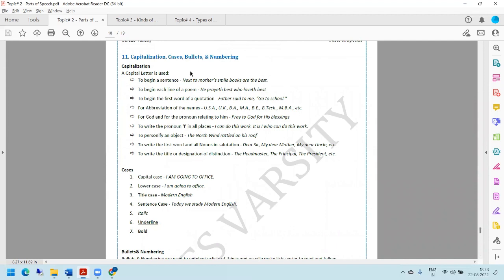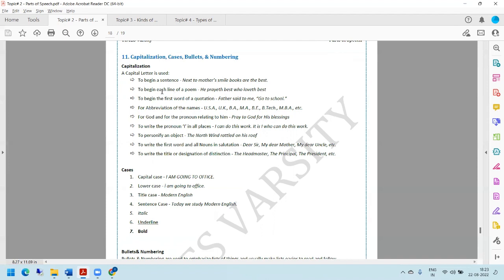Now we are talking about capitalization, cases, bullets, and numbering. So capitalization: a capital letter is used to begin a sentence. Whenever we are starting a sentence, the first letter should be capital. For example, next to mother's smile, books are the best. Since we are starting our sentence with the N letter, N should be capital. This is one thumb rule.